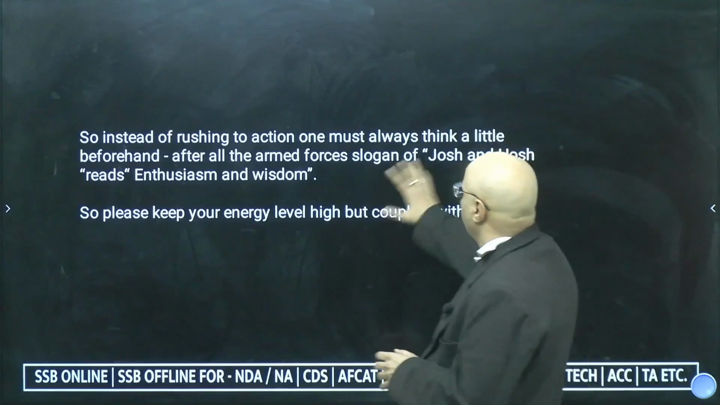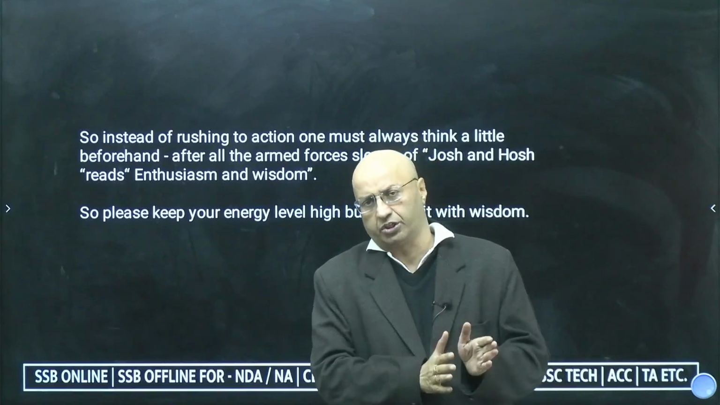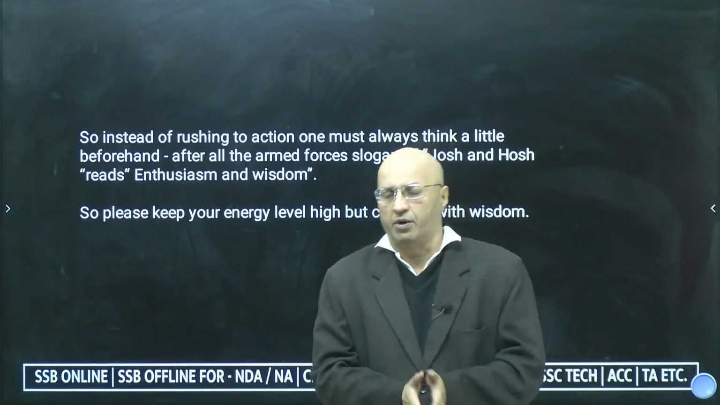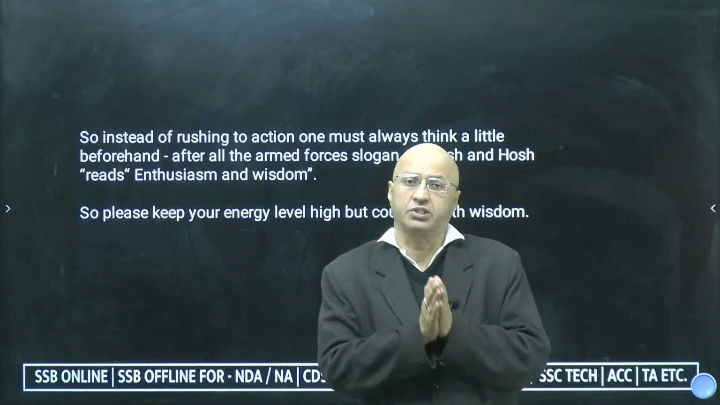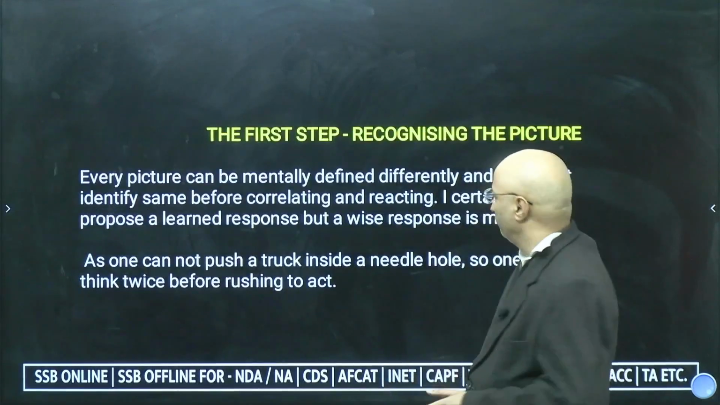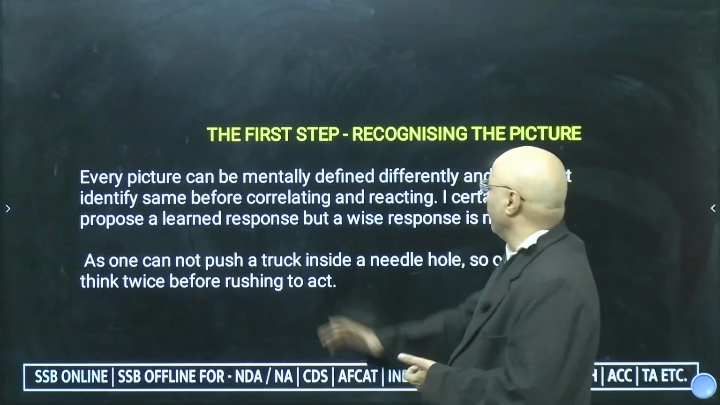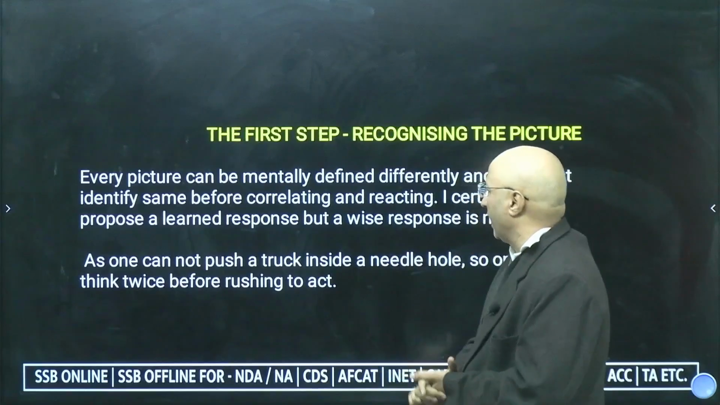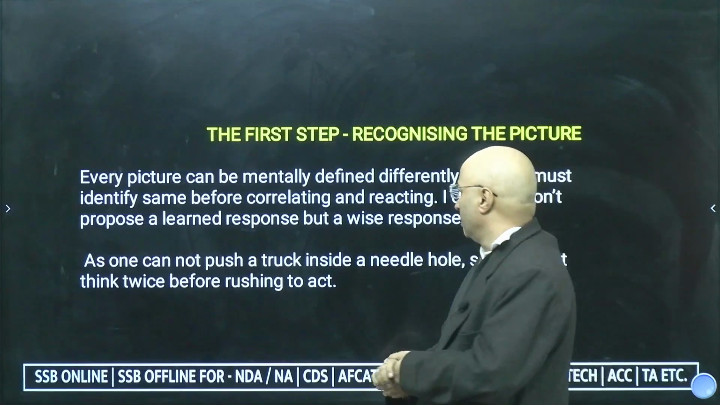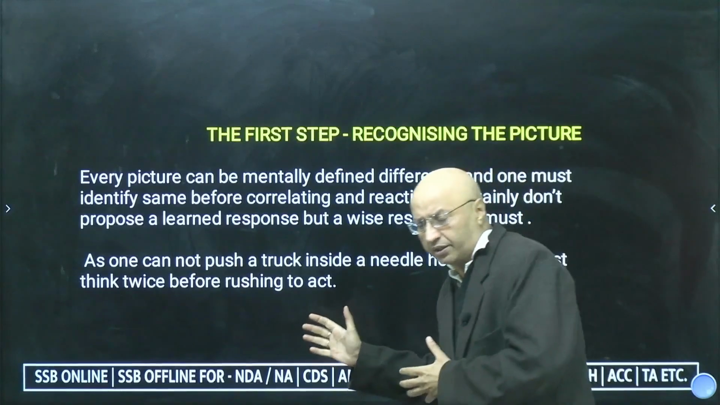So instead of rushing to action, one must think a little and thereafter write. Write with Josh and Hosh. Now what do we mean by Josh and Hosh? The person should be enthusiastic to perform, and Hosh means you should use wisdom to perform. That's what we want you to do. Now the first step, recognizing the picture. In the picture which we can see, one must identify the same before correlating. But one cannot create another story.